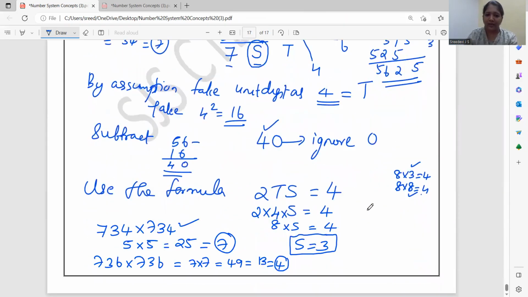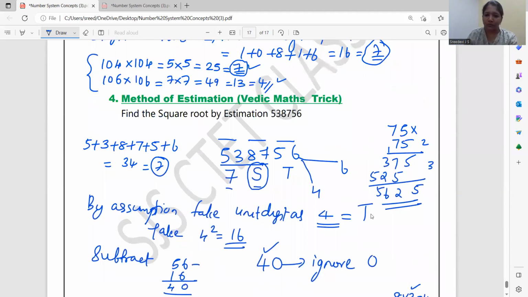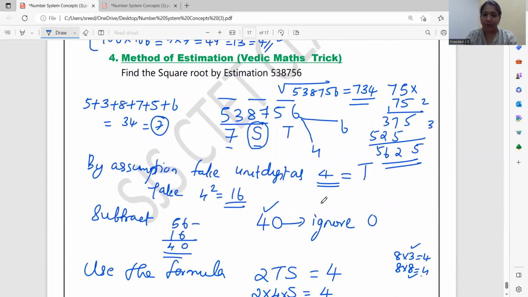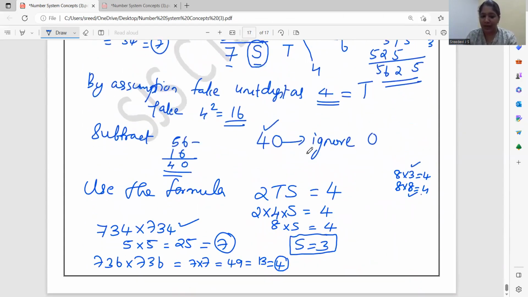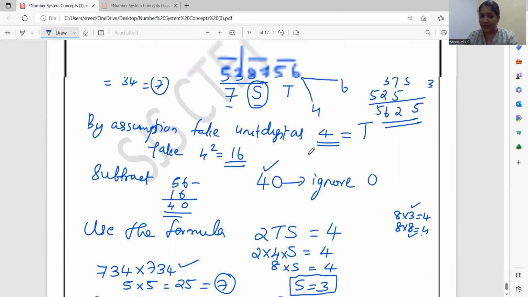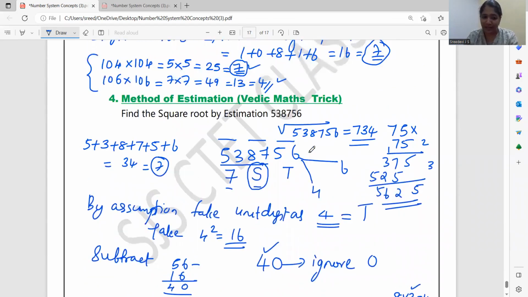So you can write that the square root of 538,756 is equal to 734. Okay, so this is a method which is very fast and easy, but you have to concentrate on the step-by-step aspect of how we have done it, and it will help you. Please listen to it again and understand it.